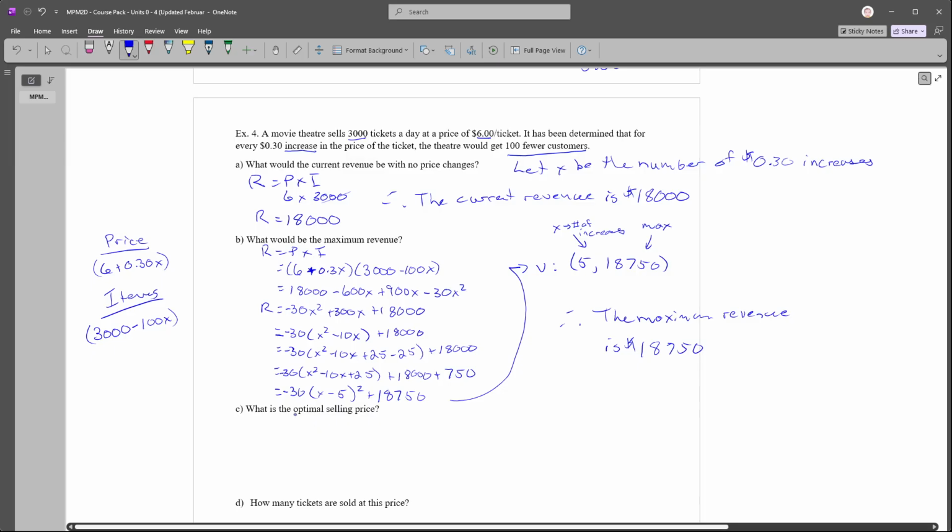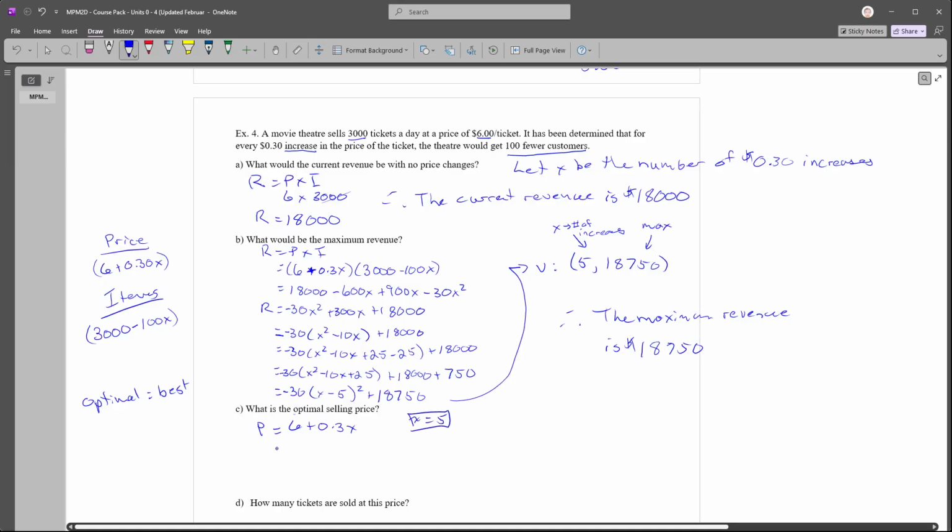Optimal means best. In our situation, it means whatever gives us the maximum amount of revenue. So it's asking us for the optimal price. So again, we're calculating our price. Well, we know our price is equal to 6 plus 0.3x. Well, we also know that x is from our vertex. Okay? So in this case, x is equal to 5.